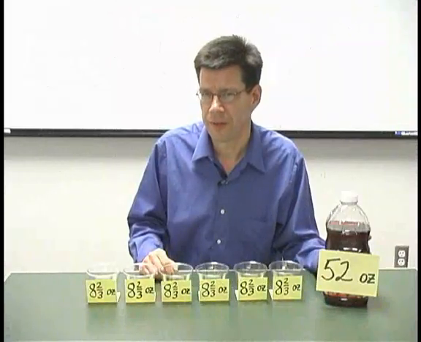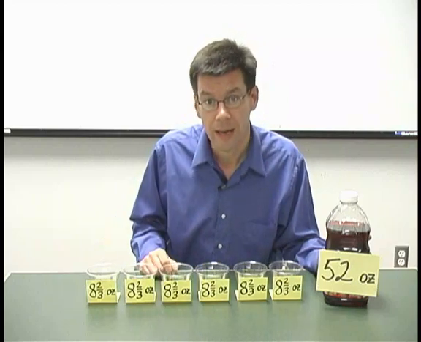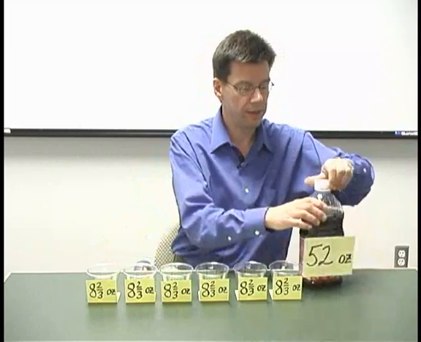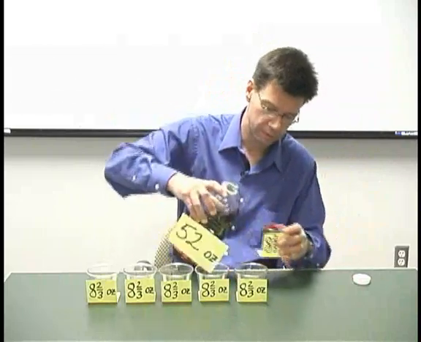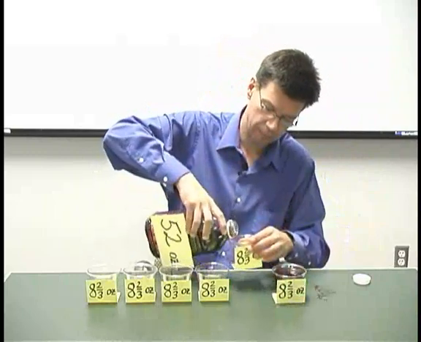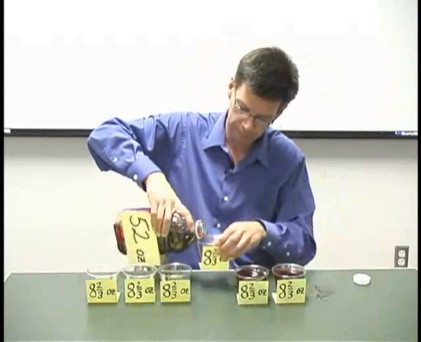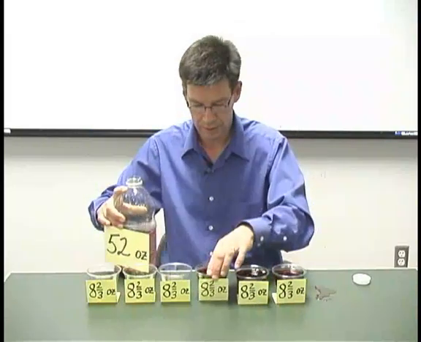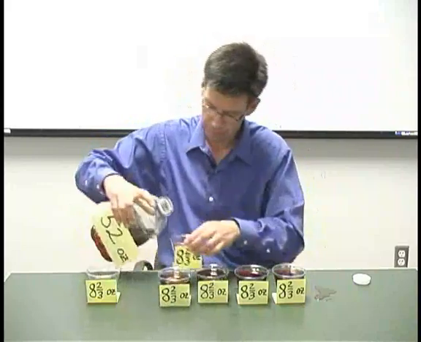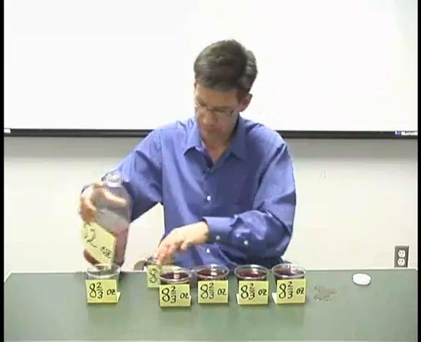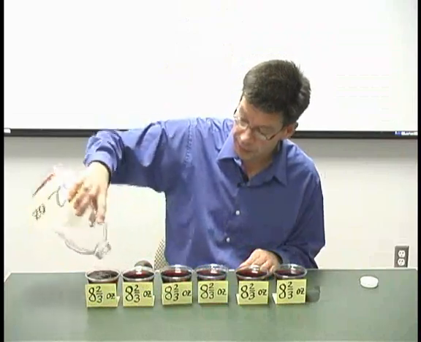So we just figured out that John can fill 6 cups of juice. Here I have 6 cups that each hold 8 2/3 ounces. Let's start pouring our 52 ounces of juice into these cups. 1, 2, 3, 4, 5, and there's 6 cups of juice.